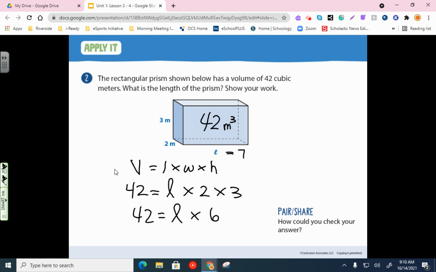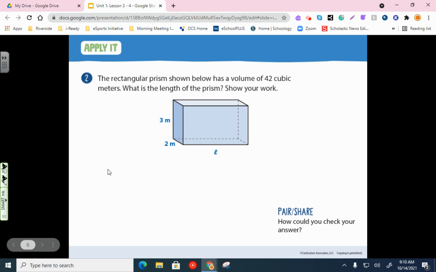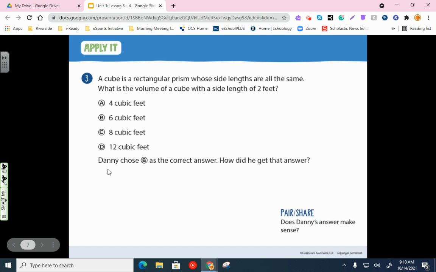All right, so we've got that done. Let's go on to the next question. Question 3. A cube is a rectangular prism whose sides are all the same. So we've actually used these in class, so we know that every side is going to be the same. What's the volume of a cube with side length of 2 feet?